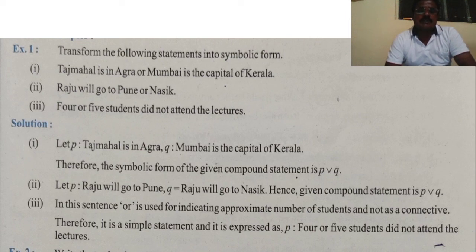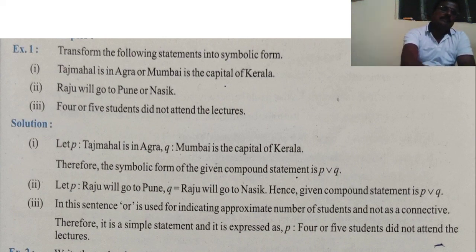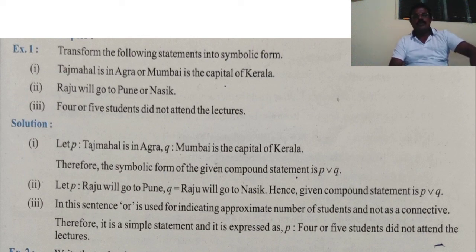The second simple statement is Q: Mumbai is the capital of Kerala. Therefore, the symbolic form of the given compound statement is P or Q, because we join the two simple statements by the connective or. Therefore, P or Q.